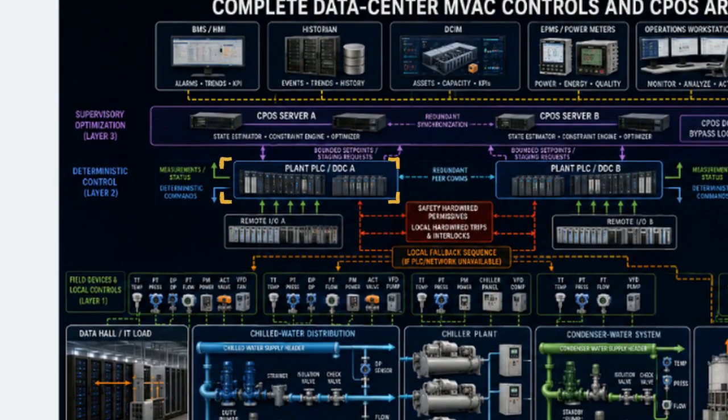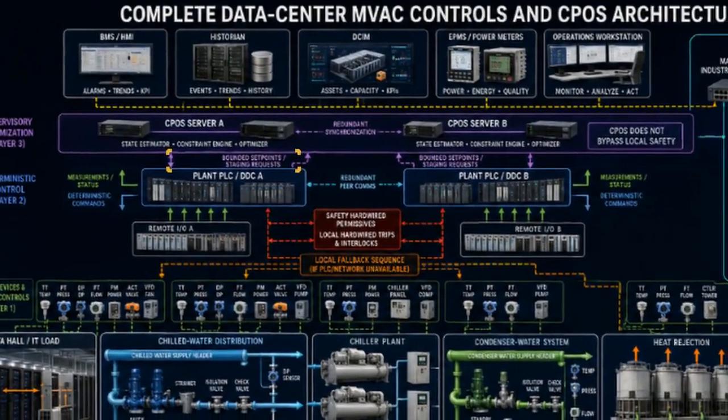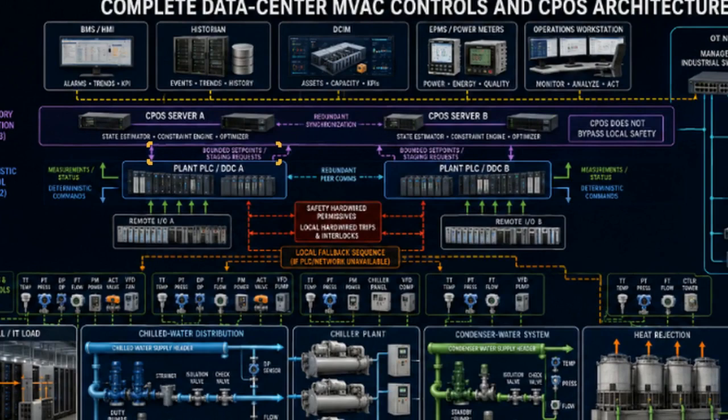This consists of local programmable logic controllers, or PLCs, executing hardwired safety interlocks and basic run permits for the heavy machinery. Above the PLCs sits Layer 3, the Chiller Plant Optimizing System, or CPOS. This supervisory layer is a software engine that continuously ingests facility data, calculating the most efficient way to stage chillers and trim pump speeds to achieve the best possible kilowatt per ton efficiency across the entire plant.